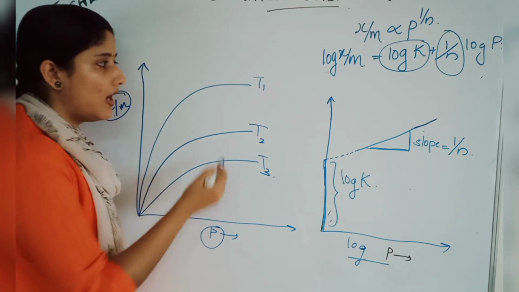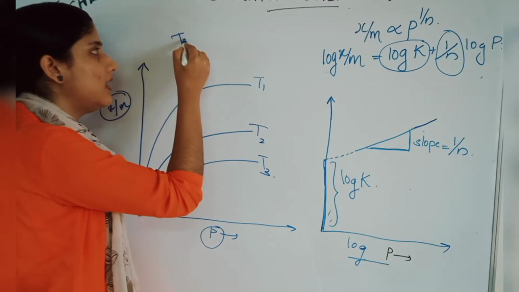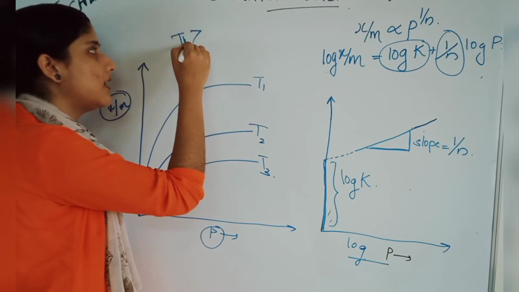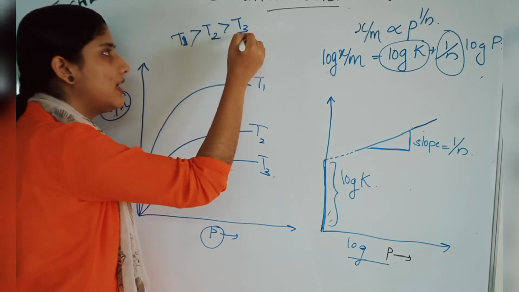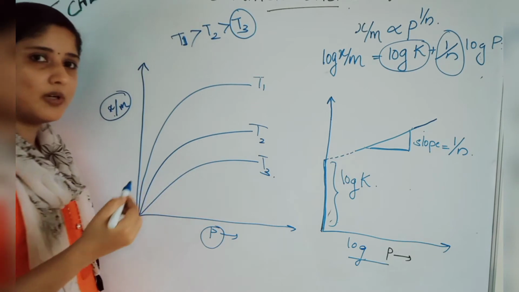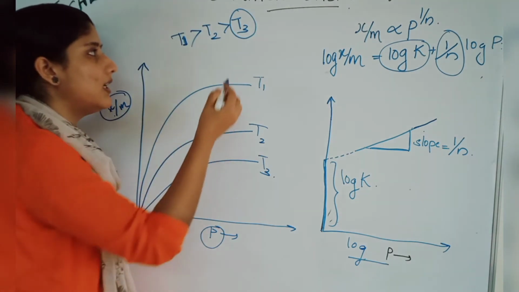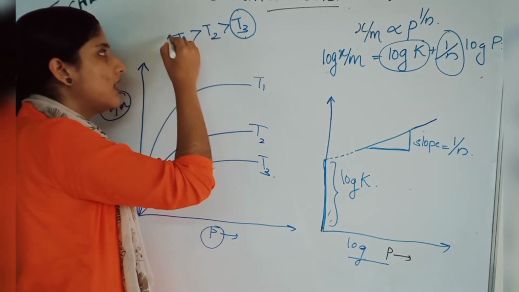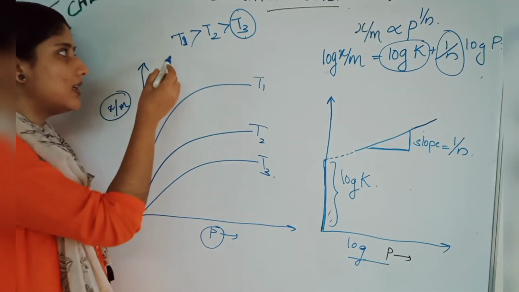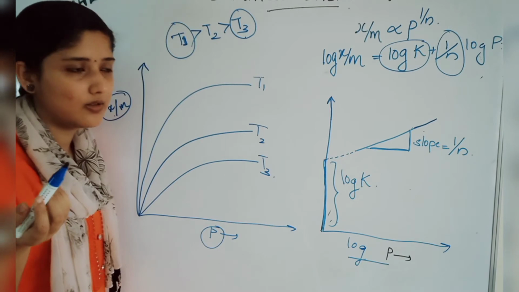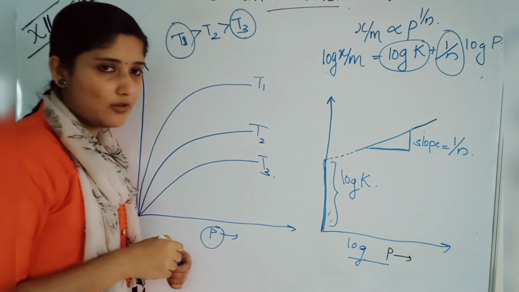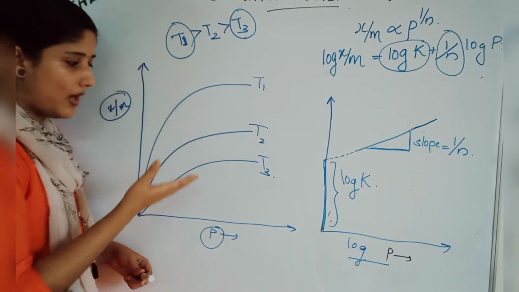So, which will have high extent of adsorption? T1 greater than T2 greater than T3, where T3 is the highest temperature, okay? If three values, T3 will be the highest temperature, then T1, the smallest temperature, will give high extent of adsorption. That is what we can infer from this, and questions like this will be asked, okay?